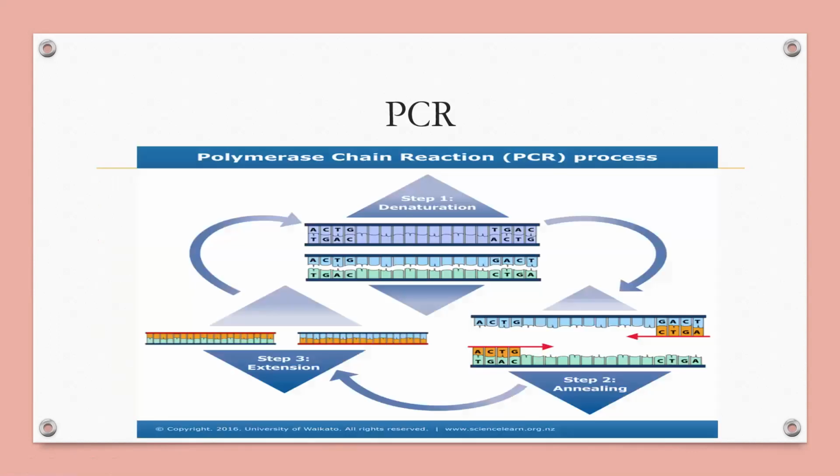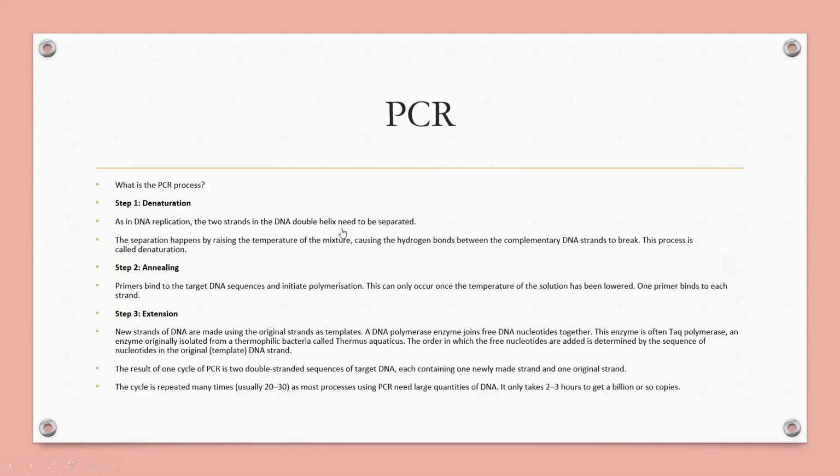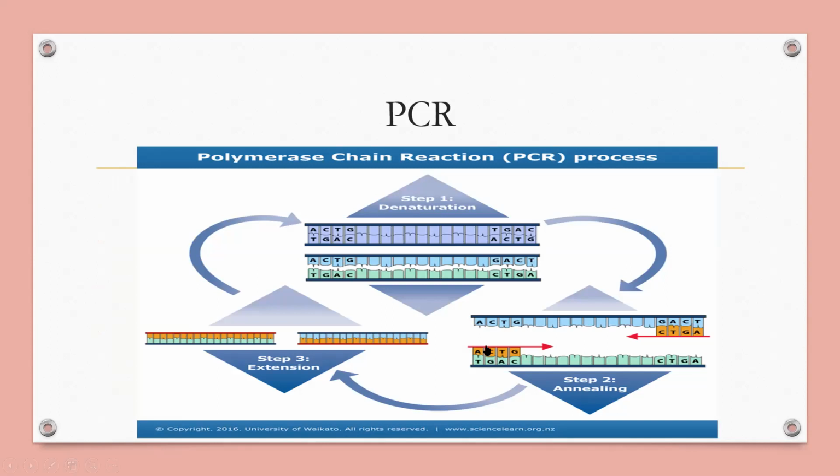Next step, annealing. Look here, this is the annealing step. These are primers, and these primers are added to the DNA strands. The primers bind to the target DNA sequences and initiate polymerization. This can only occur once the temperature of the solution has been lowered. One primer binds to each strand. This is the annealing step.